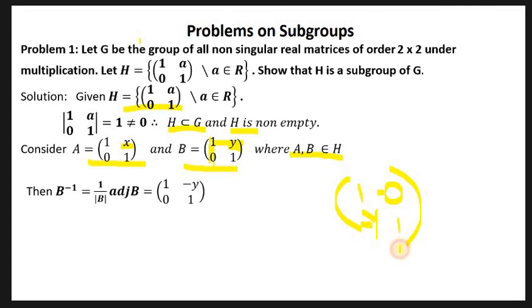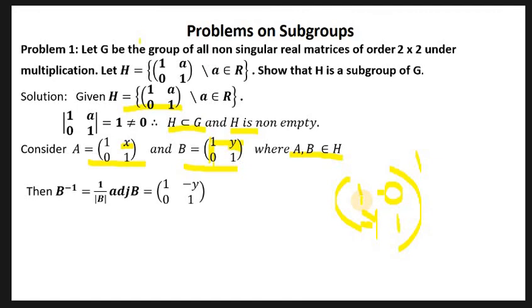This is the cofactor matrix. Now to find out the adjoint of B, we have to take the transpose of this matrix. Transpose of this matrix means we interchange the rows and columns.